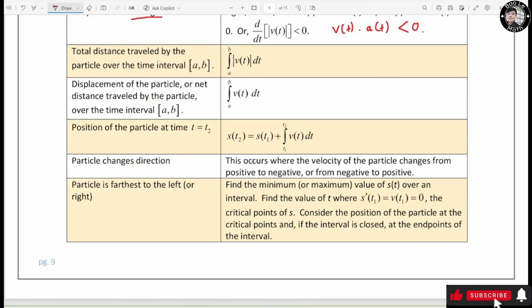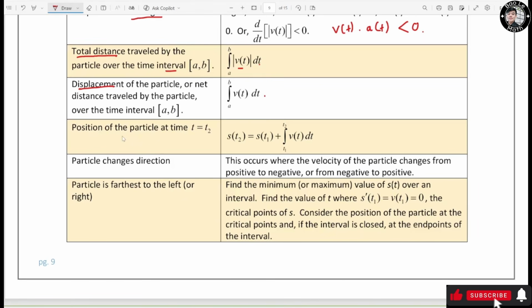The total distance traveled by the particle over the time interval [a, b] is the integral from a to b of the absolute value of v of t dt. Displacement of the particle, or net distance traveled by the particle over the time interval [a, b], is the integral from a to b of v of t dt. Alright, so you need to know the difference between total distance and displacement.